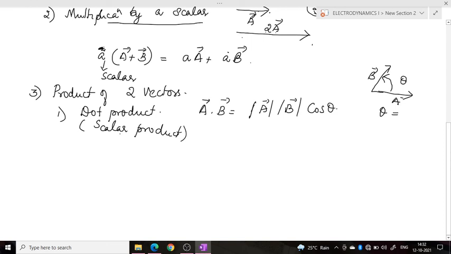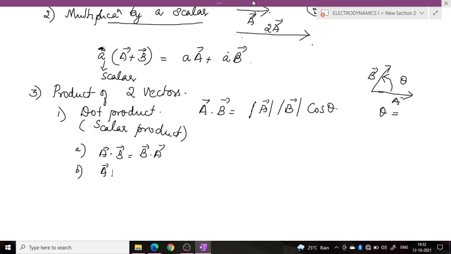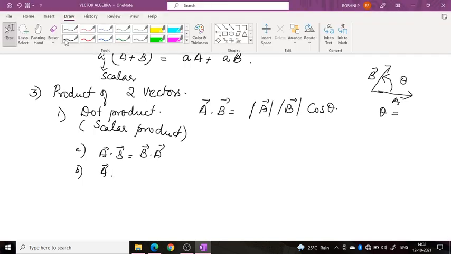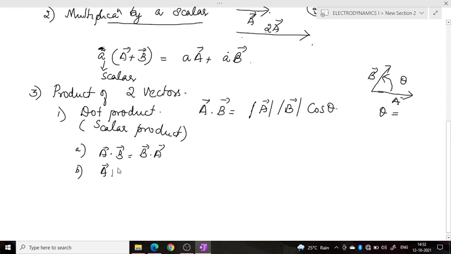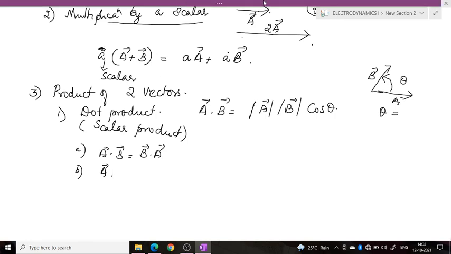Now, what are the features of the dot product? One feature is that it is commutative: A dot B is equal to B dot A. Another feature is that it is distributive over addition, that is, A dot (B plus C).